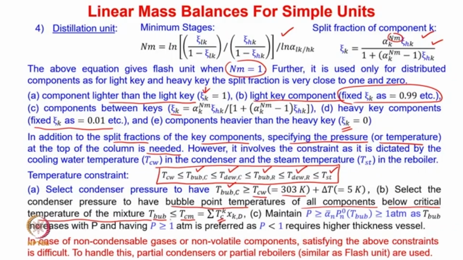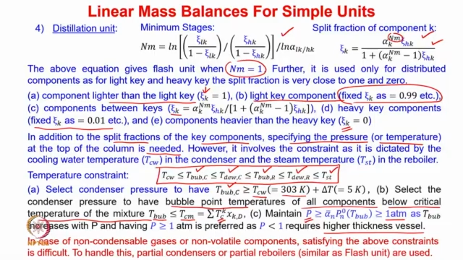So you can see that this is not always easy to maintain. Another requirement here is the pressure inside the column. Pressure inside the column should be greater than 1 atmosphere, isn't it? In this case we want the pressure greater than 1 atmosphere, primarily because if we have a pressure inside the column less than 1 atmosphere, then we require a higher thickness of the vessel and that requires additional cost.